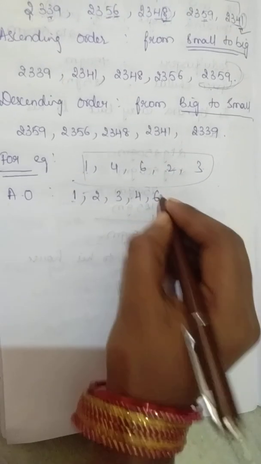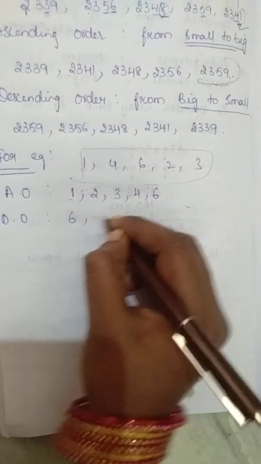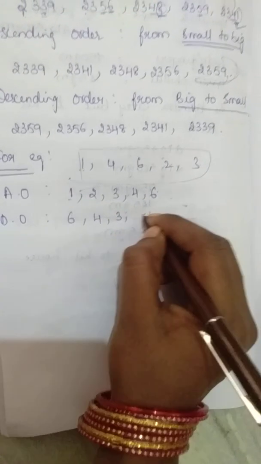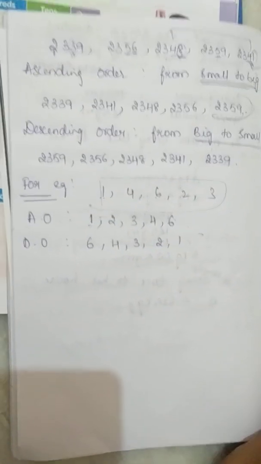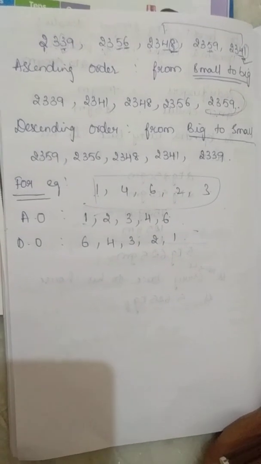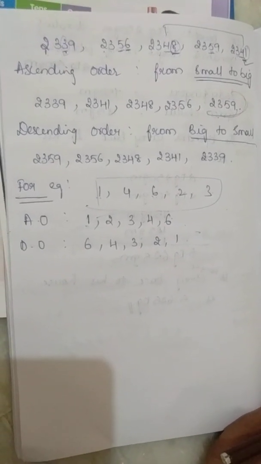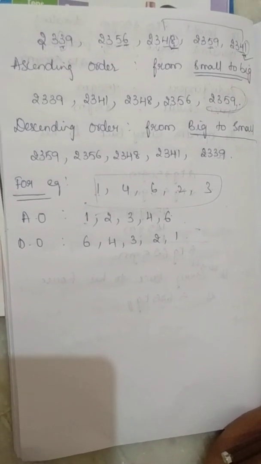Small to big. Now descending order, means big to small. 6, 4, 3, 2, 1. Clear? This is your ascending order and descending order. Okay.